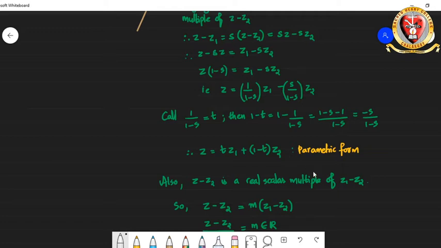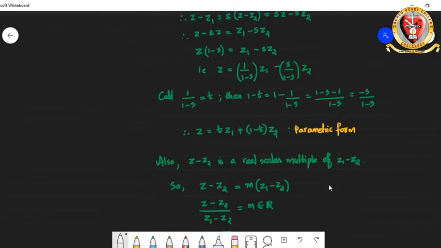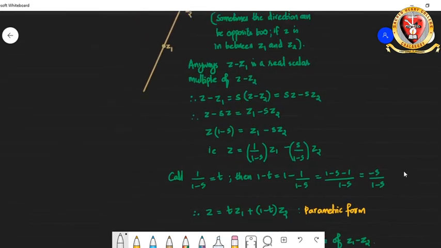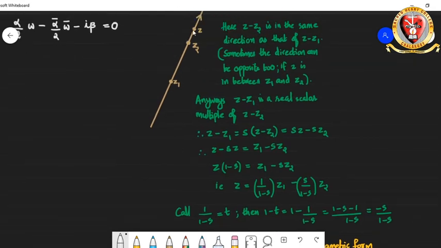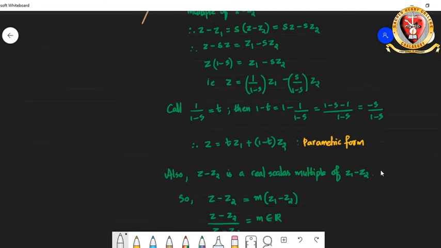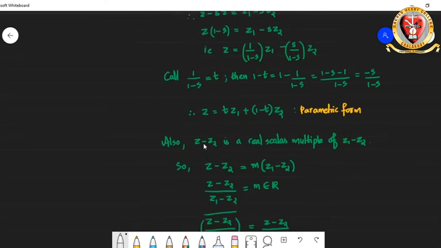Okay, and there is also another form. Here, when we were talking about the line, this z minus z2, right? This z minus z2 is also a multiple of z2 minus z1 or z1 minus z2, right? So I can say that z minus z2 is a real scalar multiple of z1 minus z2. That is also true, right? May the real number be negative or positive or whatever. According to our need, you can choose the positive or negative. Okay, so z minus z2 is a real scalar multiple of z1 minus z2. So let that scalar multiple be m.